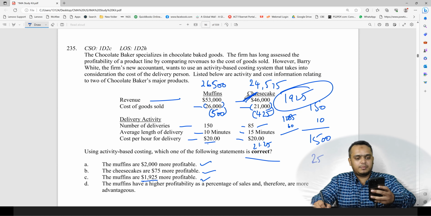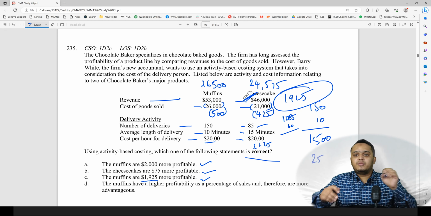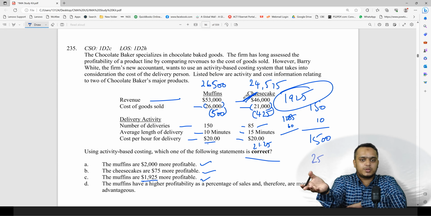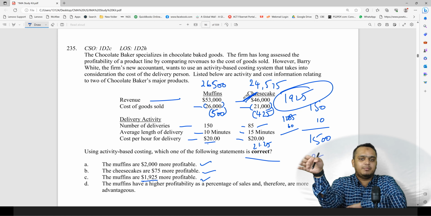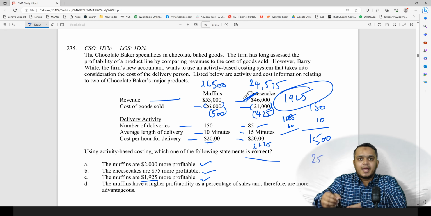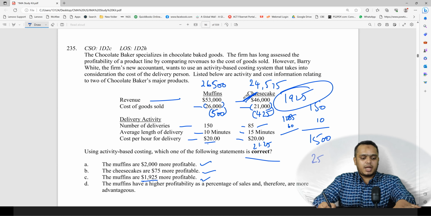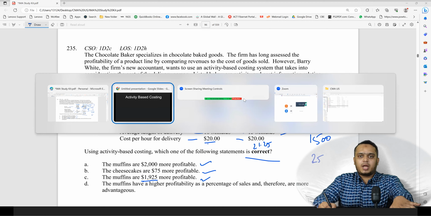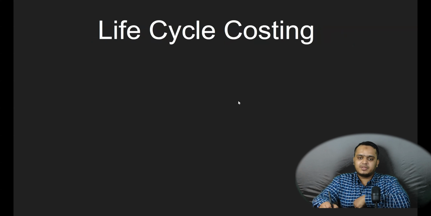Is that clear, everyone? So if you just see here, there's no formula which I have used. There's no rule-based something. It's more towards activity-based, how much they're using and how much we should be doing towards it. And now, I guess we've come towards the end of our topic, and that is life cycle costing.